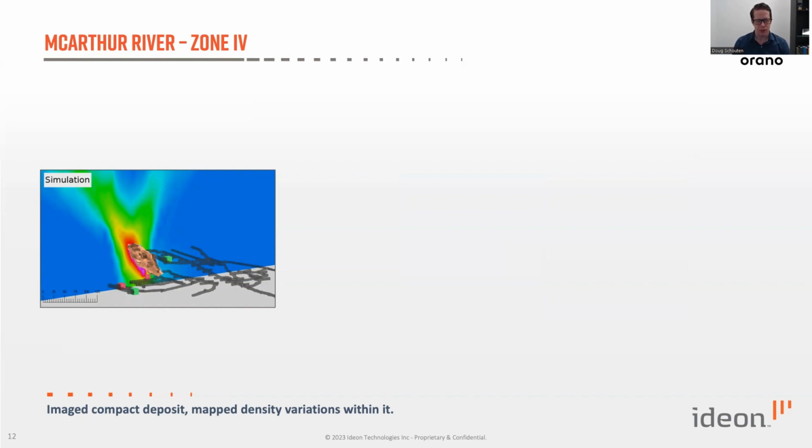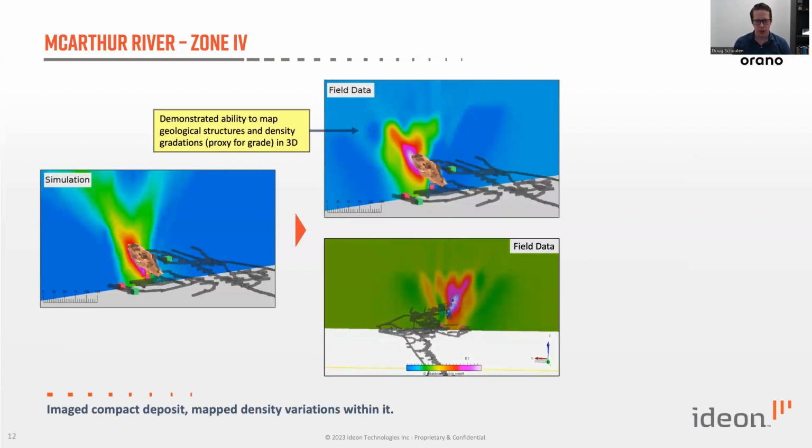On the left, you can see a simulation where we took the locations of the detectors and developed synthetic muon tomography data, assuming that the deposit, shown in this orange shell, had a uniform density contrast with respect to a completely uniform background density. And you can see our ability to reconstruct that deposit with quite high resolution, with the density slice from the muon tomography synthetic inversion shown. If you look at the field data, we see quite good correspondence, and we can see how the high density shell from the muon tomography data corresponds very well to the known mineralization.